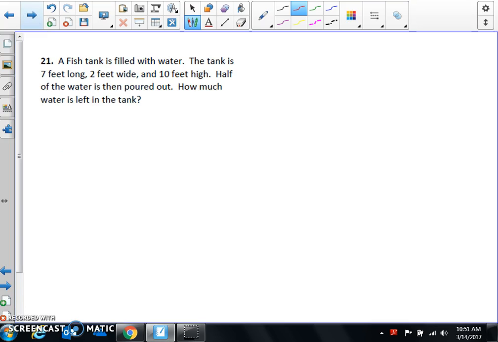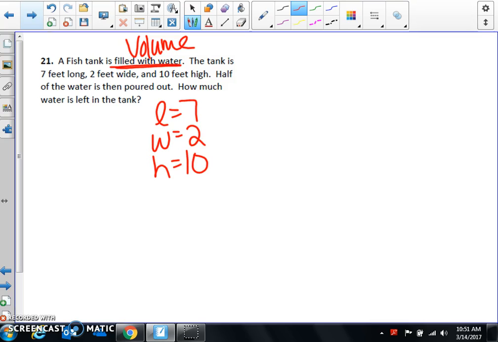A fish tank is filled with water. It's filled with water, y'all. Immediately, we know it's going to be volume. The tank is 7 feet long, 2 feet wide, and 10 feet high. Half of the water is then poured out. How much water is left in the tank?